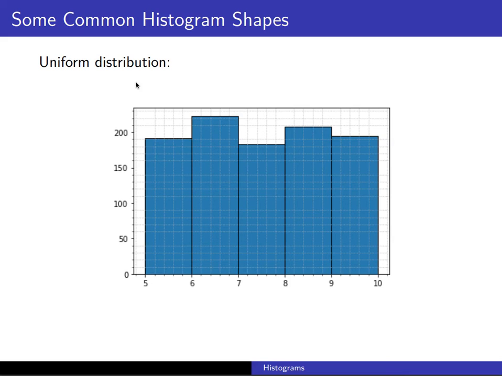So here we have a uniform distribution where the bars are roughly the same height each. Again, they don't have to be exactly the same height, but they should be roughly about the same height each.